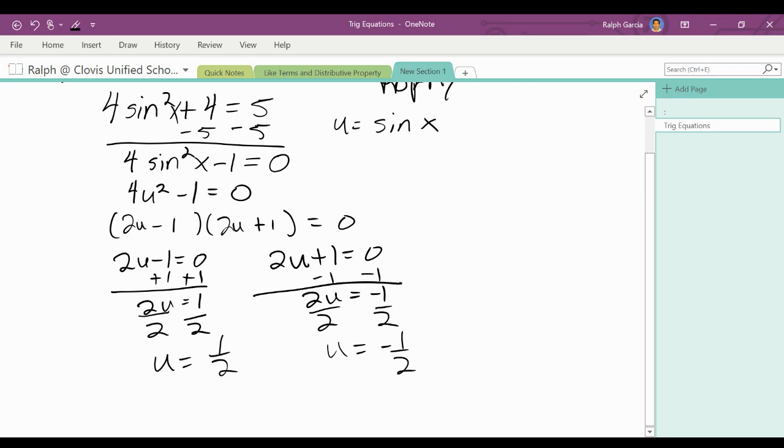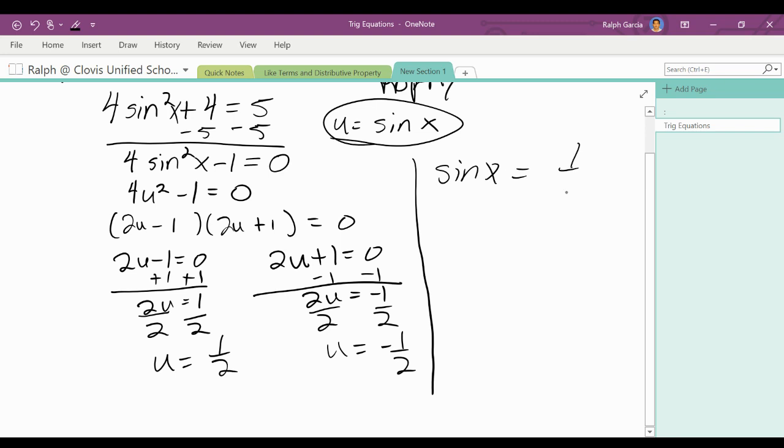Okay, so now what I can do is go back and resubstitute this back in. What this tells me is, separating this out, I get sine x equals a half, and sine x equals negative a half. Those are my two answers.